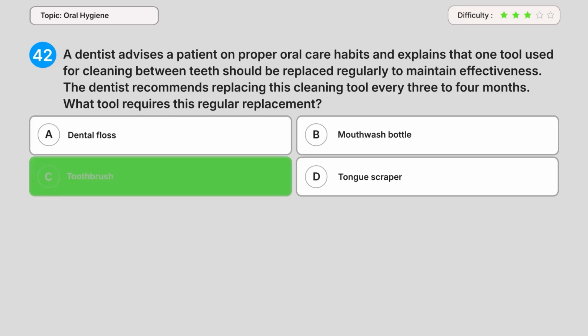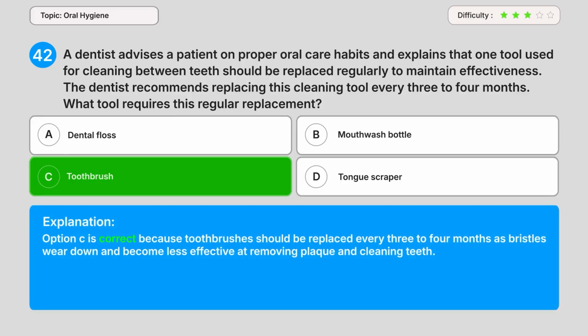Correct answer, C. Toothbrush. Explanation: option C is correct because toothbrushes should be replaced every 3 to 4 months as bristles wear down and become less effective at removing plaque and cleaning teeth.